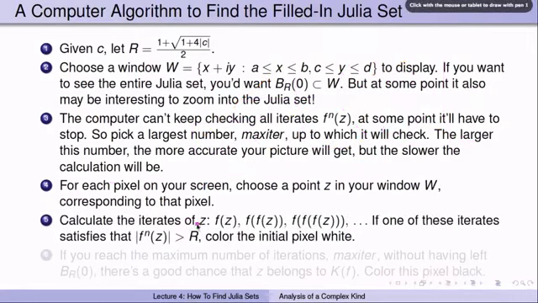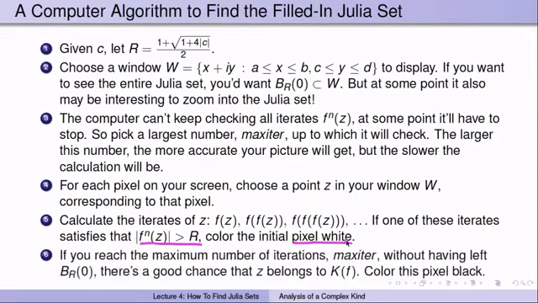Once you've found the coordinates of your point z in your window, calculate its iterates. Find f of z, f of f of z, f of f of f of z, and so forth. If one of these iterates has absolute value greater than r, then you know this point belongs to A of infinity and not to the filled-in Julia set, so color it white. If you reach the maximum number of iterations, max iter, without having left this ball of radius r, there's a really good chance that this point z belongs to the filled-in Julia set. It's not entirely clear, and so the larger you choose max iter, the more certain you will be that this point belongs to the filled-in Julia set. So color this pixel black. That corresponds to that point.